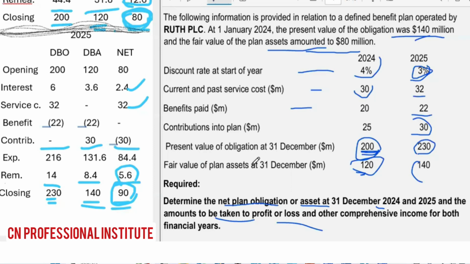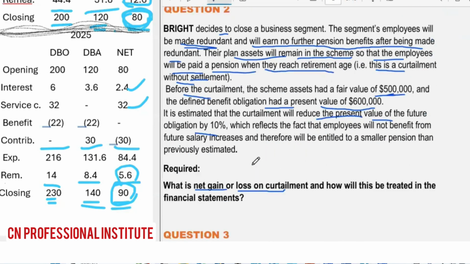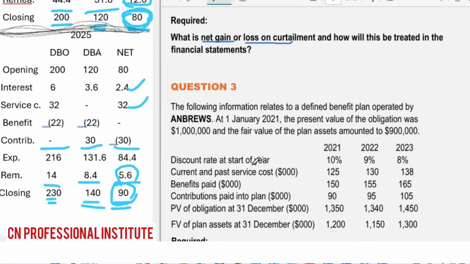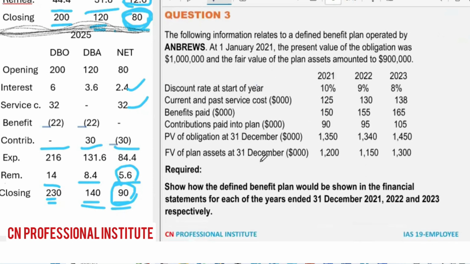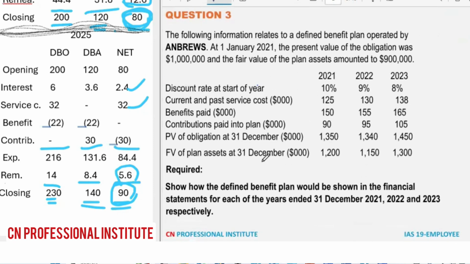Let's look at question 3. We solved question 2 in the main video. It's on curtailment. Question 3 is the same as question 2, only that we have 2021, 2022, and 2023. This is the full information relating to a defined benefit plan operated by Andrews, so we have the opening balances and stuff. It's the same as question 2. Solve it and let me have your answer in the comment section.